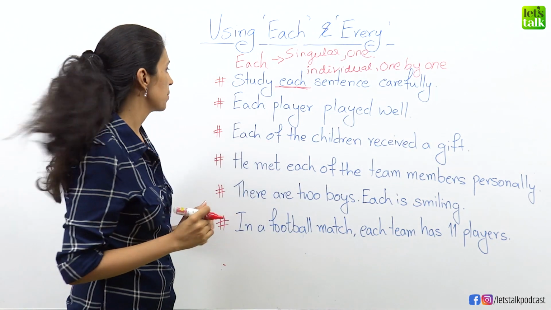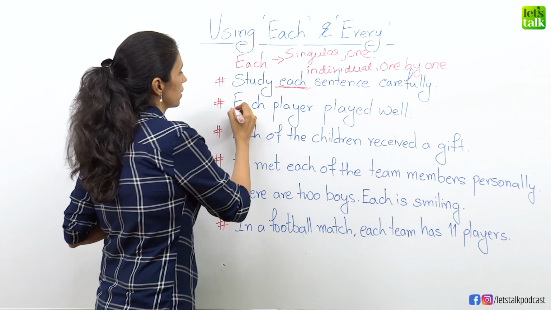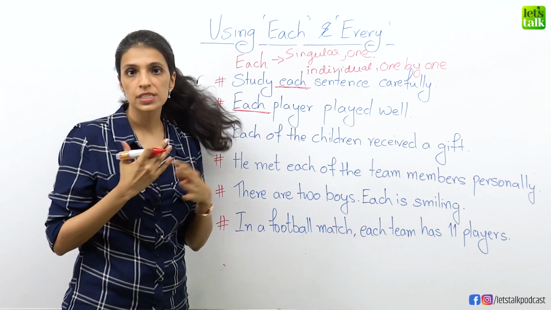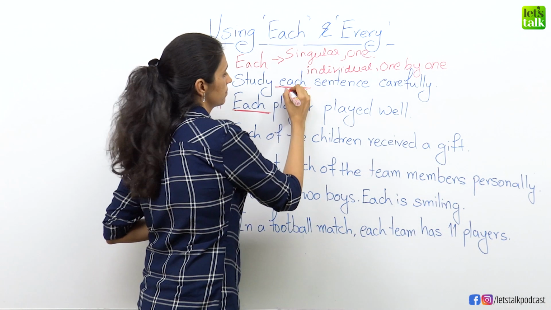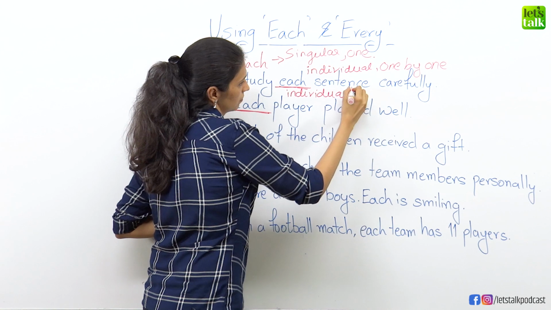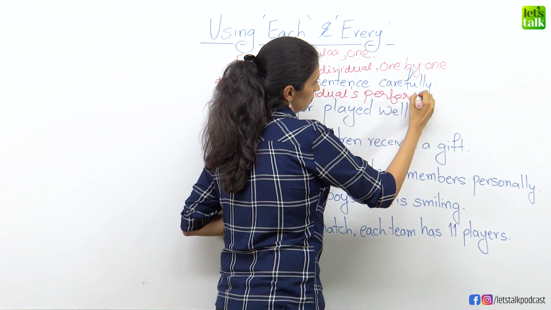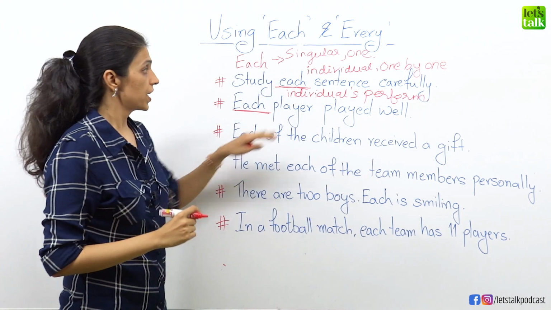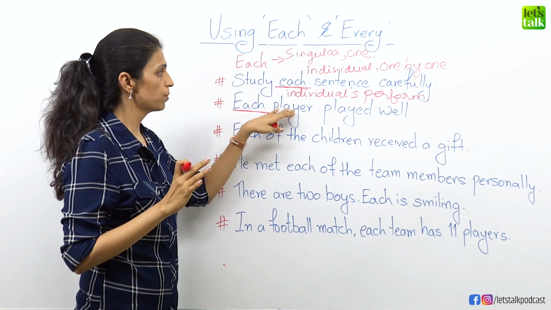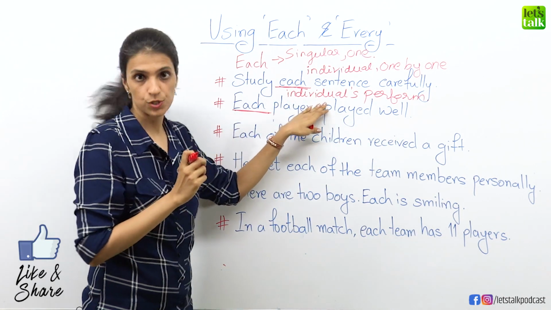Now my next example, each player played well. Now each player means I'm talking about an individual's performance. So how do they perform? So individually, each player played well. So I mean one individual.